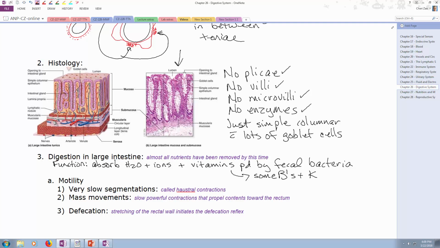One of the things about the large intestine is that it is designed to absorb water. Even though we don't have microvilli, it absorbs water as well as ions. We also get some vitamins absorbed in the large intestine, because they are produced there by our colonic or fecal bacteria. These are some of our B vitamins and vitamin K.